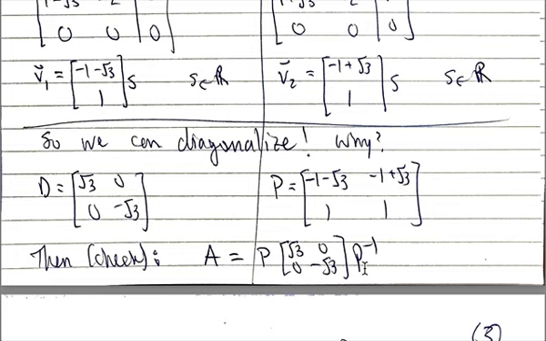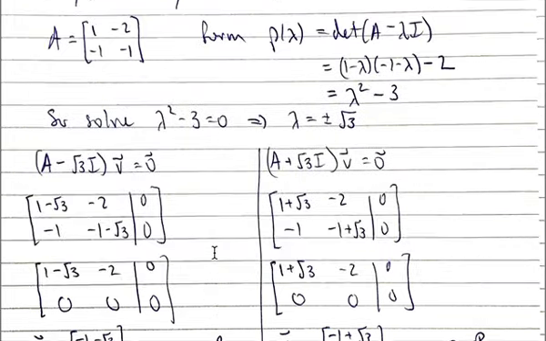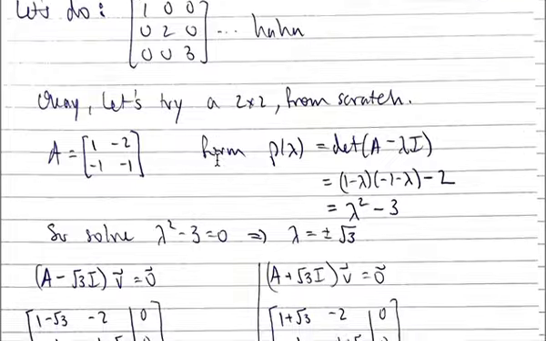So what I actually asked you to do here is to pause the video, compute P inverse however you like. You can use ChatGPT or just do it by hand for practice. And once you have P inverse, what I want you to do is actually multiply these three matrices together. So take P, multiply by D, and then multiply by P inverse, and check that you get the matrix that we started with up here.